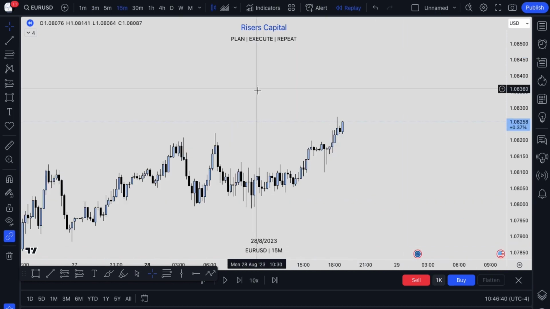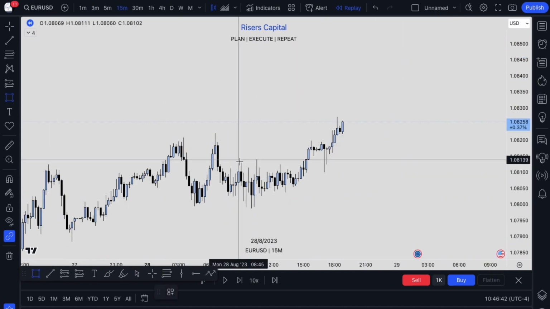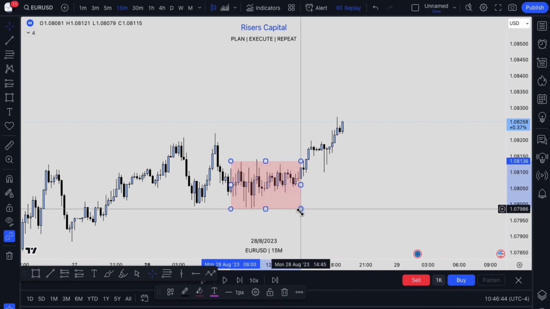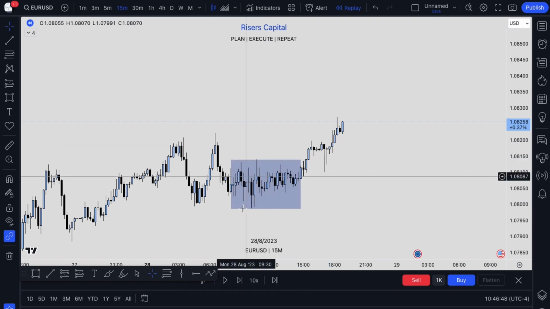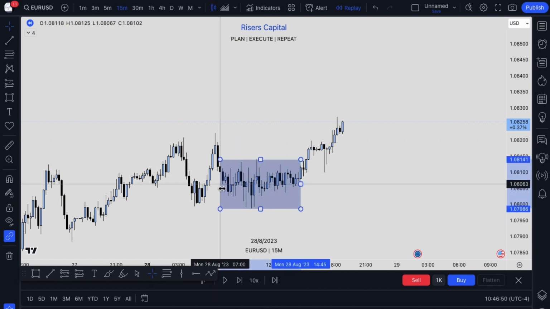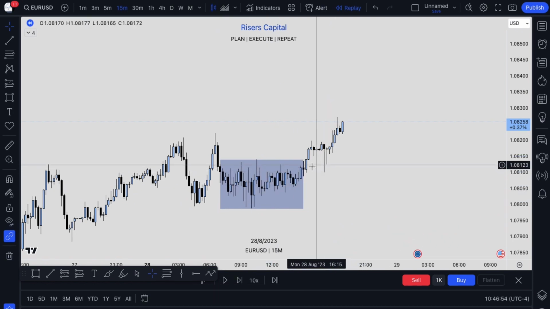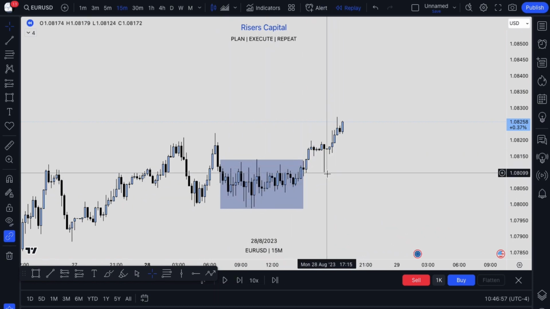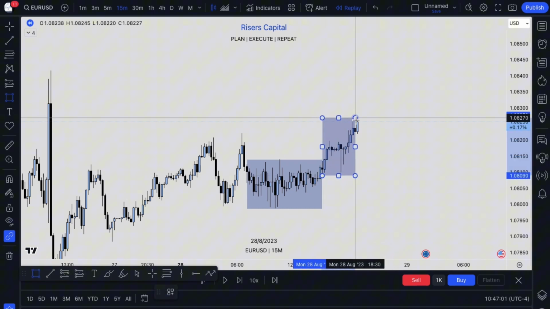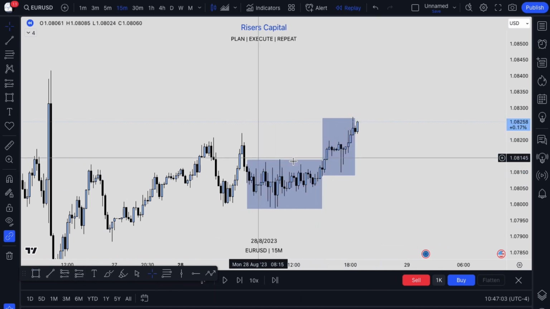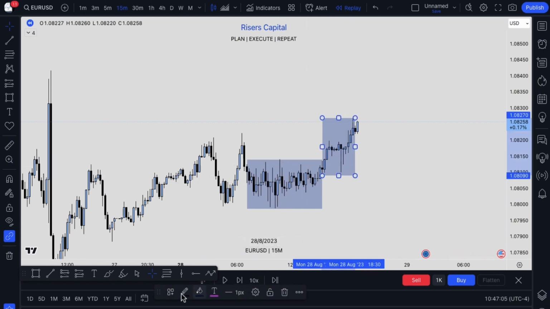Okay, so as you can see in this example, we've actually got accumulation going on over here. So the price is just consolidating. There's no clear directional bias, you can say. And nothing's happening, okay? Now, what do we get? We get this move up, taking out what? The buy side liquidity, so the highs of this consolidation.